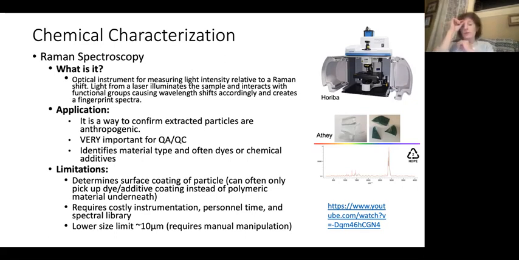Requires costly instrumentation, personnel time, and a spectral library. That's not really much different than FTIR though. And the lower size limit for Raman, it says 10 microns here. You can actually get down to 1 micron with Raman spectroscopy if you have a highly trained technician and a very, very clean lab as well.